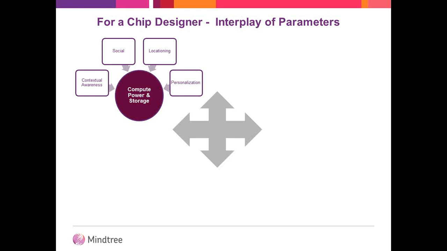The first thing that you need to look at as a chip designer is your compute power and storage. And there are different parameters. For example, if you look at locationing, you may get GPS data, and then you have to process that data. So do you have enough compute power to process this location information?